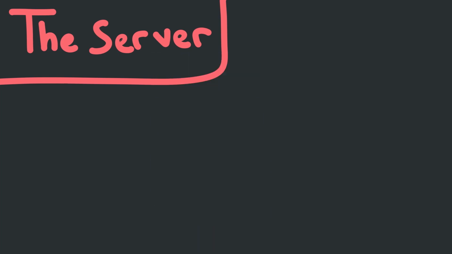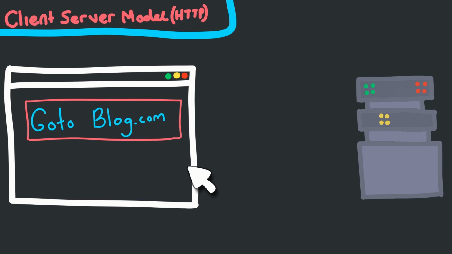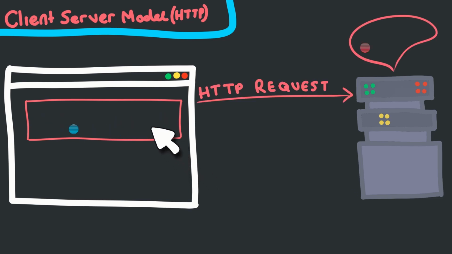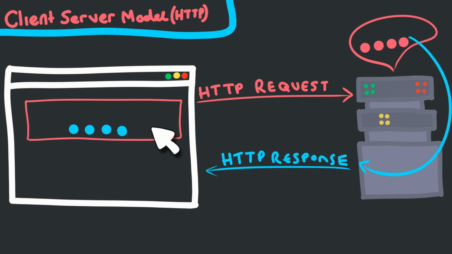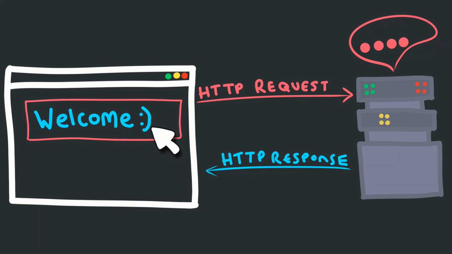Let's take a look at an example HTTP conversation in action between a client, a Firefox browser, and a server. In this example, a user goes to blog.com. Upon going to blog.com, a request is made. The server then processes a request for a response to be created. A response is then issued back to the client, and then the client renders the response, therefore saying welcome.